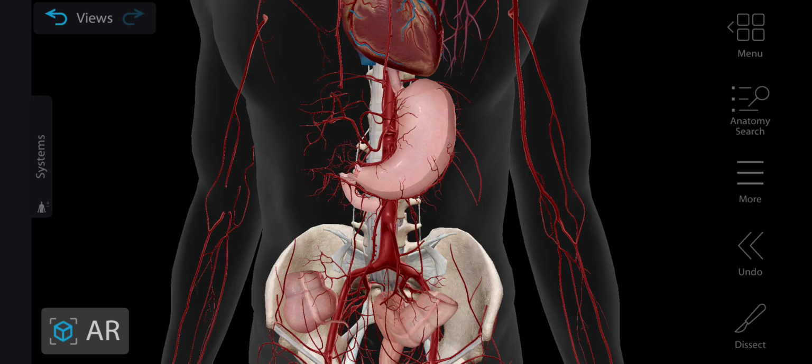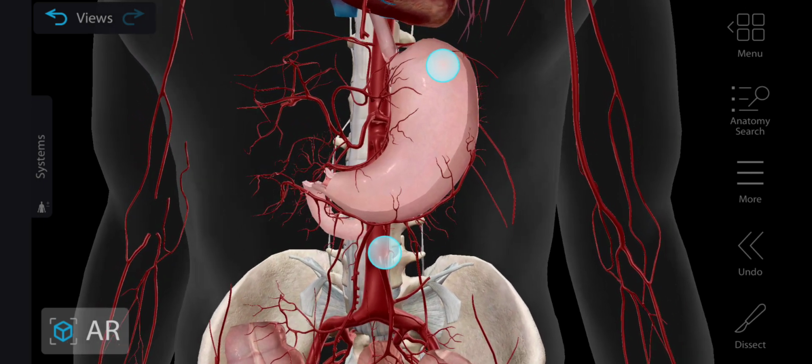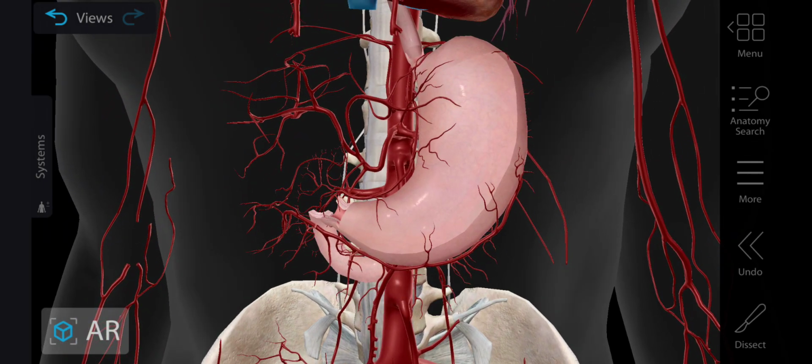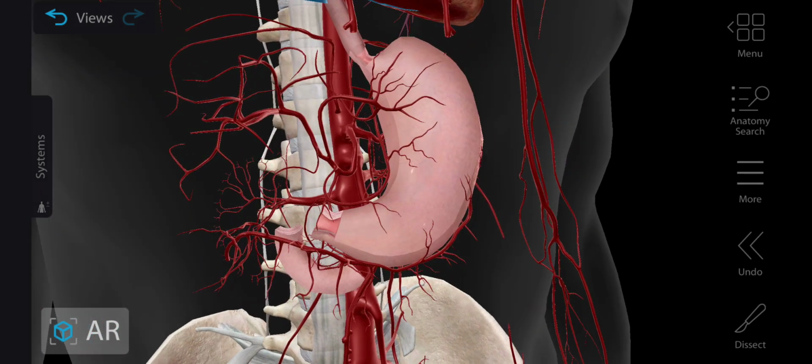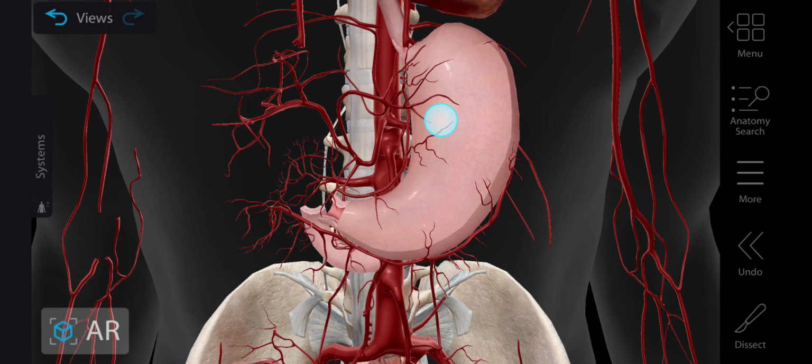In this 3D tutorial, we will be learning about the blood supply of the stomach. The blood supply of the stomach is basically divided into three parts. We will see along the lesser curvature of stomach what is the blood supply, and along the greater curvature of stomach, and then along the fundus of the stomach.